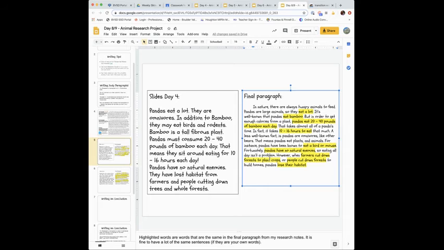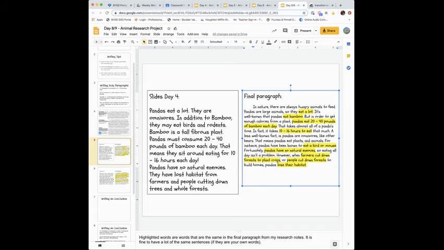I wanted to connect what pandas eat to what eats pandas. Why is it okay that they can spend so much time eating? Well, nobody's going to eat them. That's how I did that. I also used another transition, however. However, they still have problems, and the problem is their habitat is disappearing.